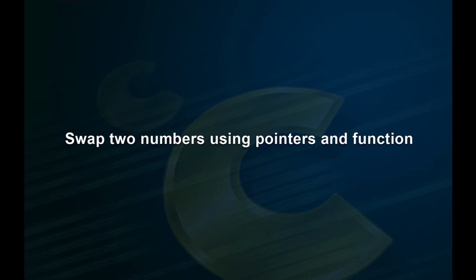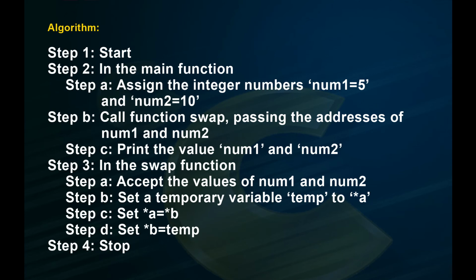To swap two numbers using pointers and function. Let us see the algorithm first. Step 1, start. Step 2, in the main function, step A, assign the integer numbers num1 equal to 5 and num2 equal to 10. Step B, call function swap passing the addresses of num1 and num2. Step C, print the value num1 and num2.